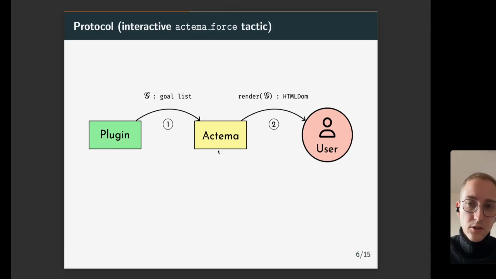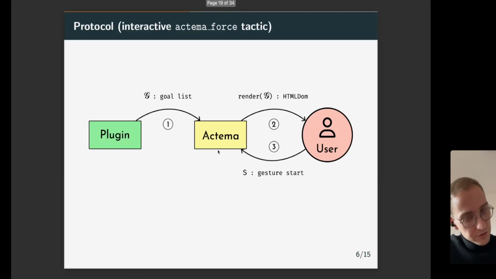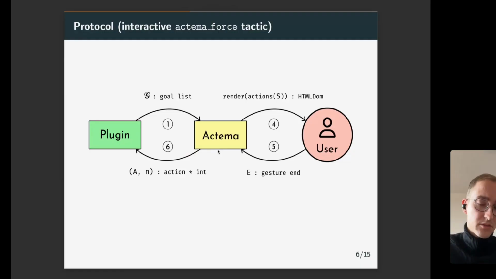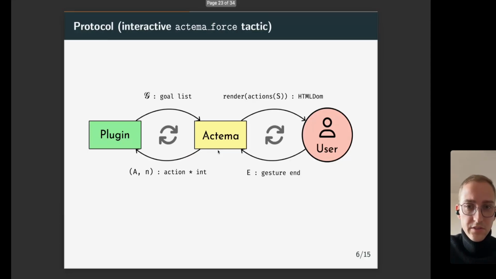Then Actema renders the goal. The user starts doing some gesture. The backend of Actema will try to think of interesting, relevant actions given the gesture. It will render either a contextual menu of actions or highlight some part of the context, some sub-expressions, which can be used. Then the user chooses some action by ending the gesture. Finally, Actema sends this action to the plugin, which compiles it, generates a new goal, and we start again.